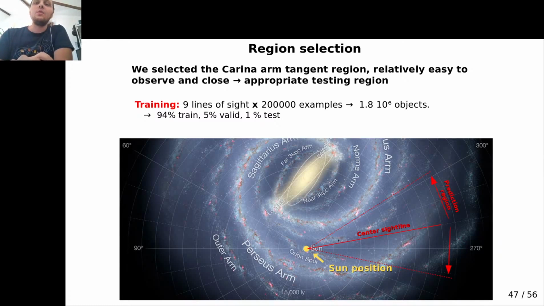And since we are looking toward what should be an arm tangent, we wanted to see if our method can reconstruct this tangent and place it where we expect it to be. You can see that we will generalize over a large galactic region. This region will be split into 9 lines of sight for training the network. Each of these lines of sight used for training will be given 200,000 examples. So our final training data set is composed of almost 2 million objects.